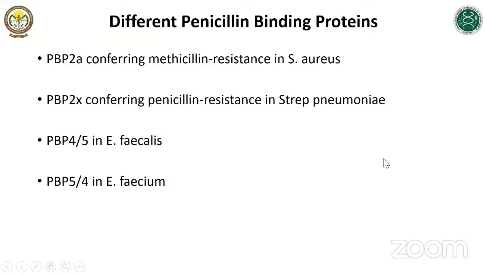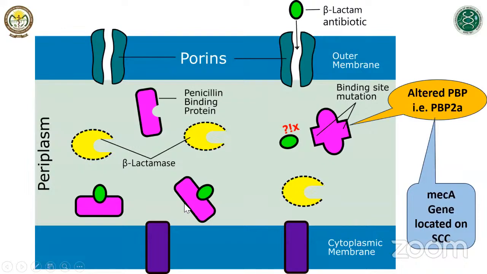So just to enumerate the different penicillin-binding proteins which are present: PBP2A confers methicillin resistance in Staph aureus. PBP2X confers penicillin resistance in Streptococcus pneumoniae. PBP4 predominantly causes resistance to the beta-lactam drugs in Enterococcus faecalis. PBP5 expression is primarily seen in Enterococcus faecium, which imparts resistance to the cephalosporins and even to carbapenems.